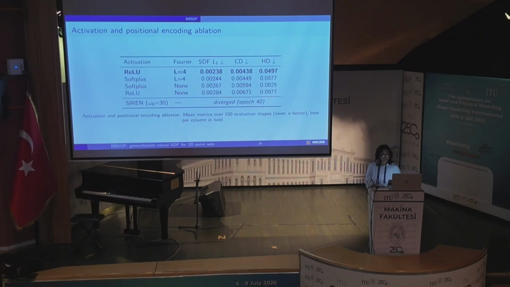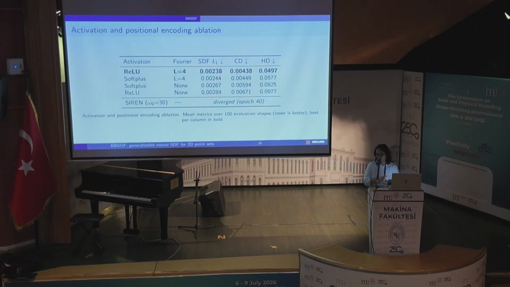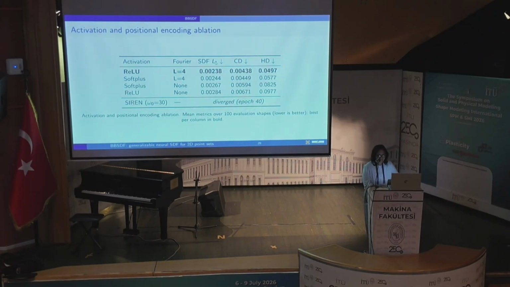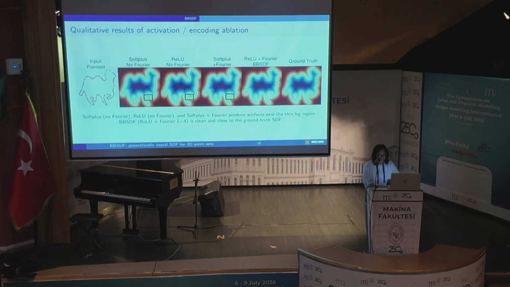This is another ablation study done on the activation and positional encoding. So clearly, Fourier encoding is required to preserve sharp features, but still we couldn't preserve all the sharp features. Yet removing the Fourier encoding increases the error in L1, chamfer, and Hausdorff. So this is again visualized qualitatively.